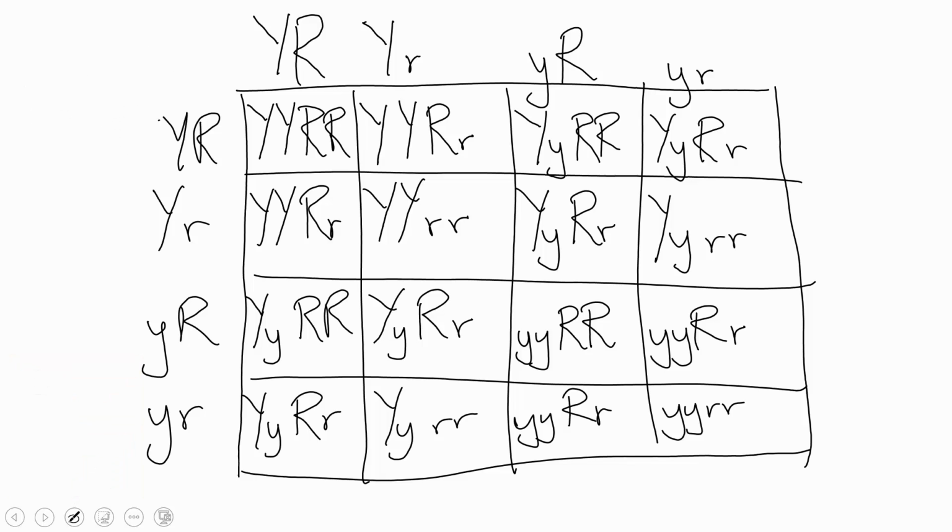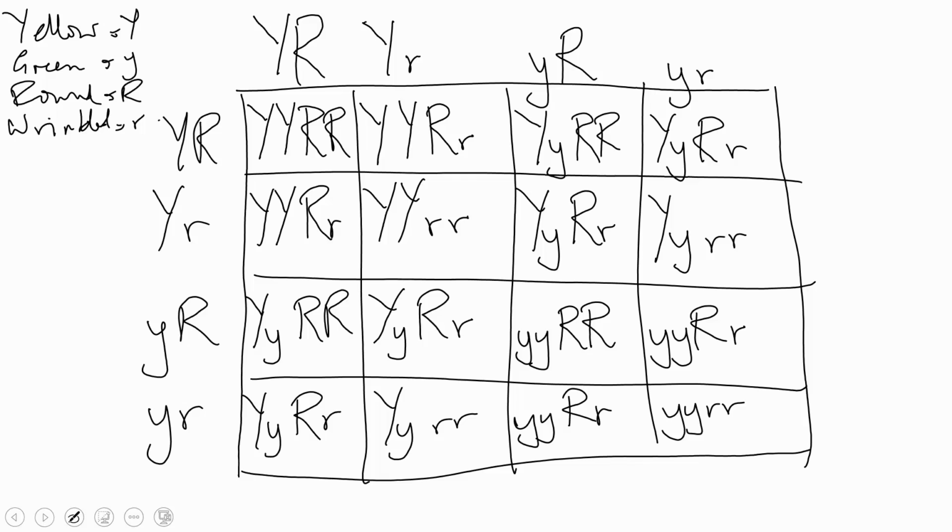We remember that yellow is like this, green is this, round is this, and wrinkled is this. Anything under the lowercase can only express itself if it's in double dose, or recessive. Two of the small letters together will make it express. Otherwise, it won't express at all.